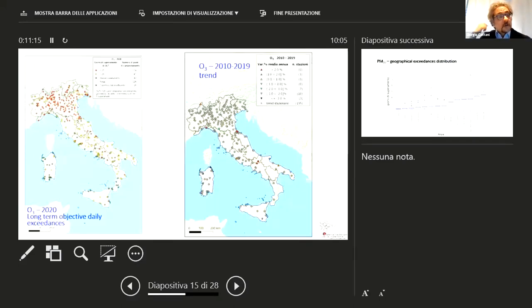Regarding ozone, we have exceedances of the long-term objective practically in all the country, which is 120 micrograms per cubic meter for the daily maxima of the 8-hour running average. So the situation is also critical because we don't find any downward trend, practically in all the country, regarding this pollutant.